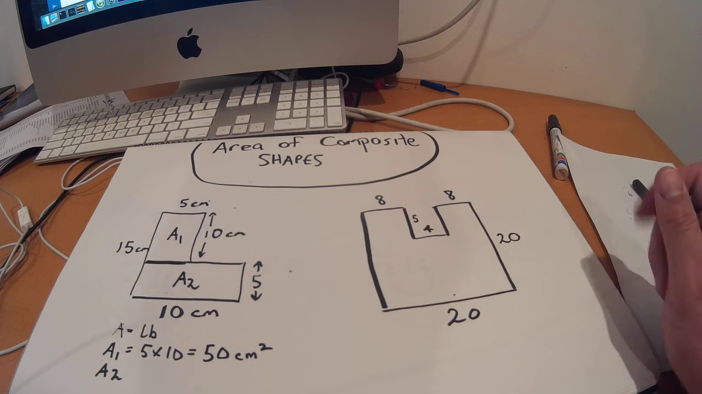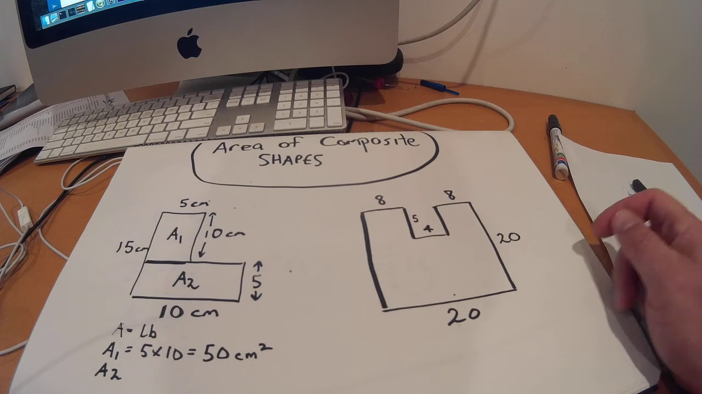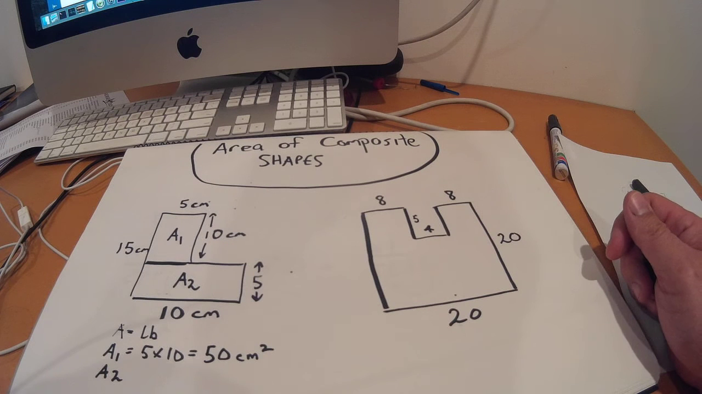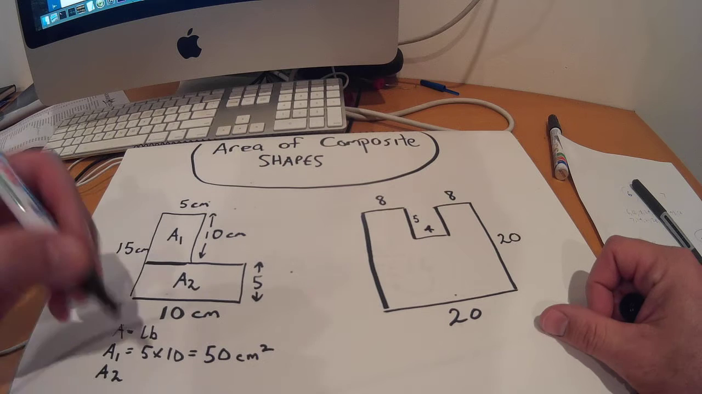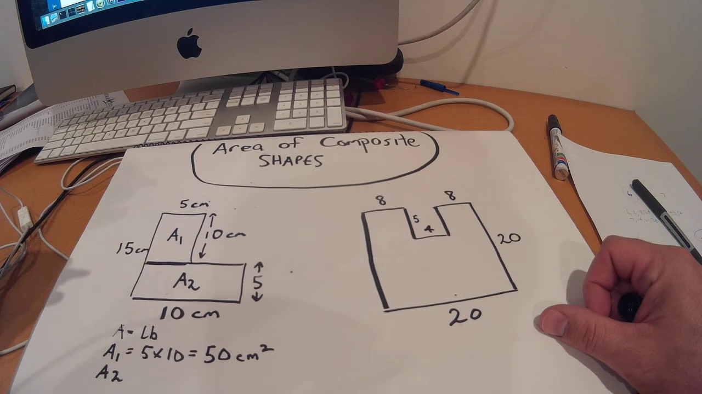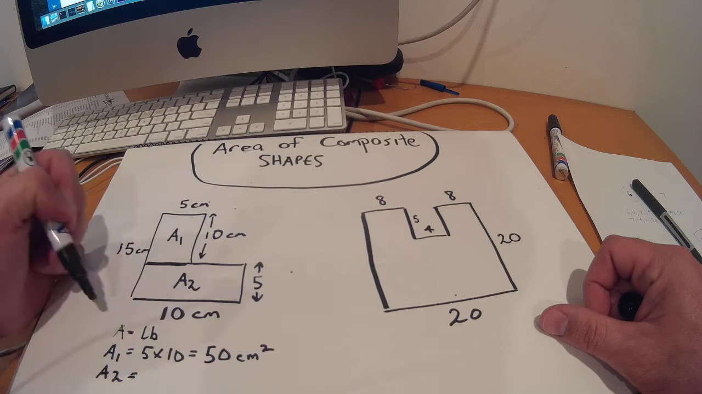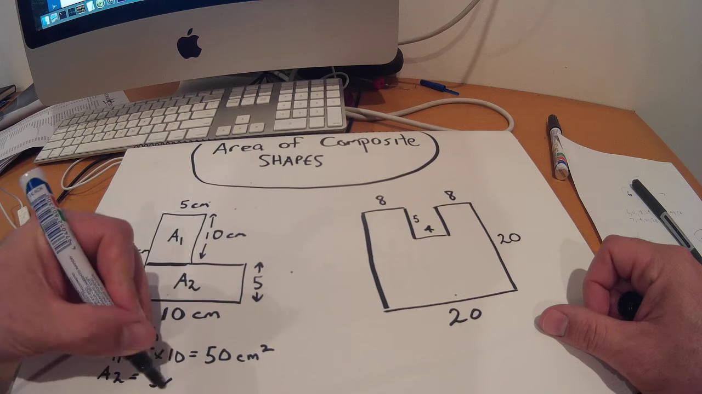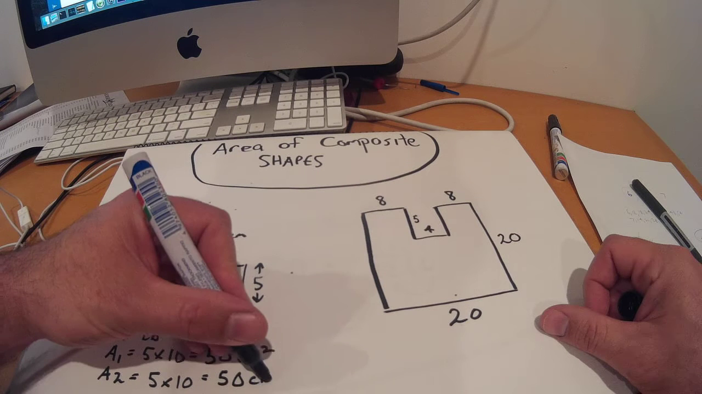And you can see this is obviously not drawn to scale, because if it was, they would look like they're the same size. So be careful of that too. Quite often in these types of questions, they won't draw the diagram to scale, so you can't just get your ruler out and measure it. They want you to do it using geometry. So A2 is also equal to 5 by 10. So coincidentally, that's also 50 centimeters squared.